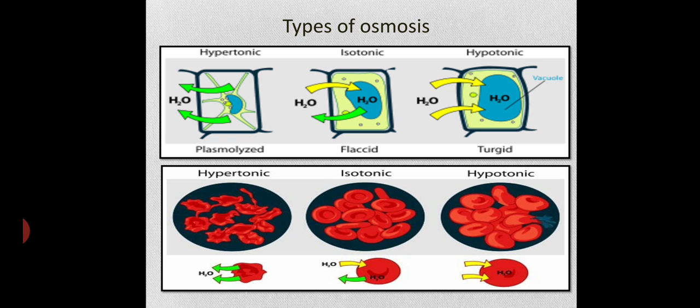First is hypertonic solution, or you can say the first process of osmosis is hypertonic solution. If the cell has more water than the outside medium, the water comes out of the cell. That means inside the cell there is more water and outside there is less water. So from more it always goes to the lesser place. So this is known as hypertonic solution.